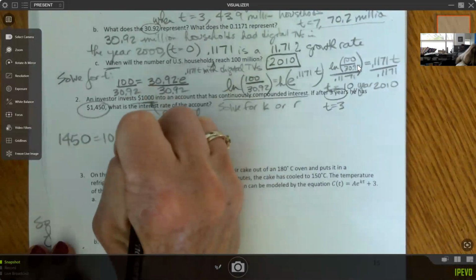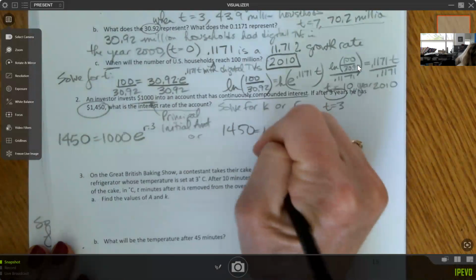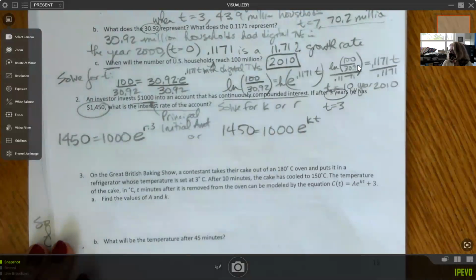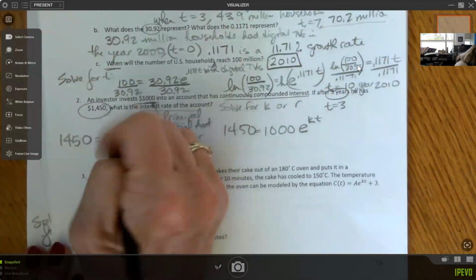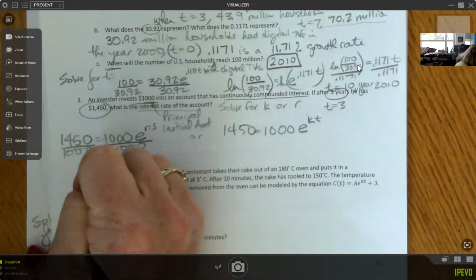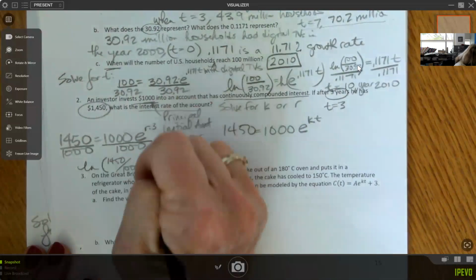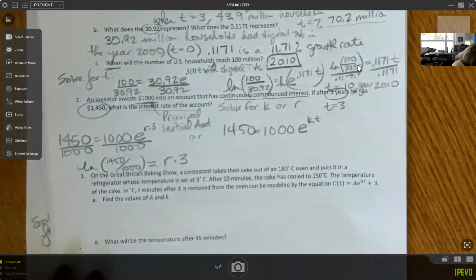I could say R times 3, or I could say 1,450 equals 1,000. Does it make sense that R is the same thing as K, but we usually use R when we're talking in a money situation? So again, the first thing I do is divide both sides by 1,000. Okay, so I'm going to have the natural log of 1,450 divided by 1,000, which is going to be 1.45 equals R times 3, right?